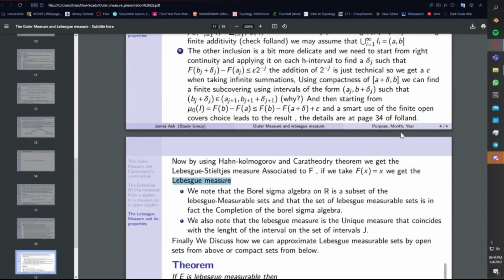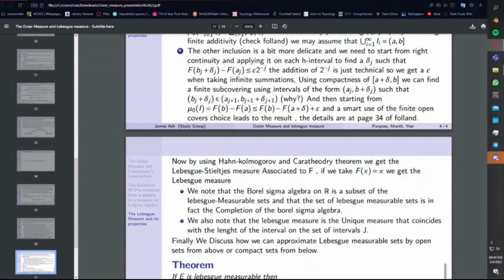So one thing to note is that the Borel sigma algebra on R is a subset of the Lebesgue measurable sets. In fact, the Lebesgue measurable sets are going to be a completion of the Borel sigma algebra. So the Lebesgue measure is not complete on the Borel sigma algebra, but it is complete on the Lebesgue measurable sets if you use Carathéodory theory. And the set function is just going to be the length of the interval.